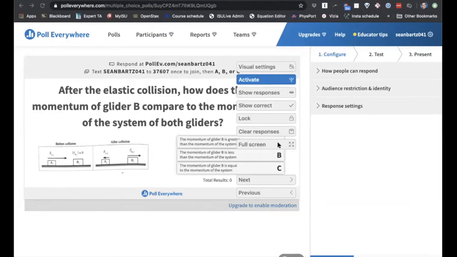Okay, so what I'd like to do is see where everybody is, using Poll Everywhere. If you could pull that up, the link is pollev.com/SeanBartz041. This is the first question of part 2, page 2 of the worksheet.